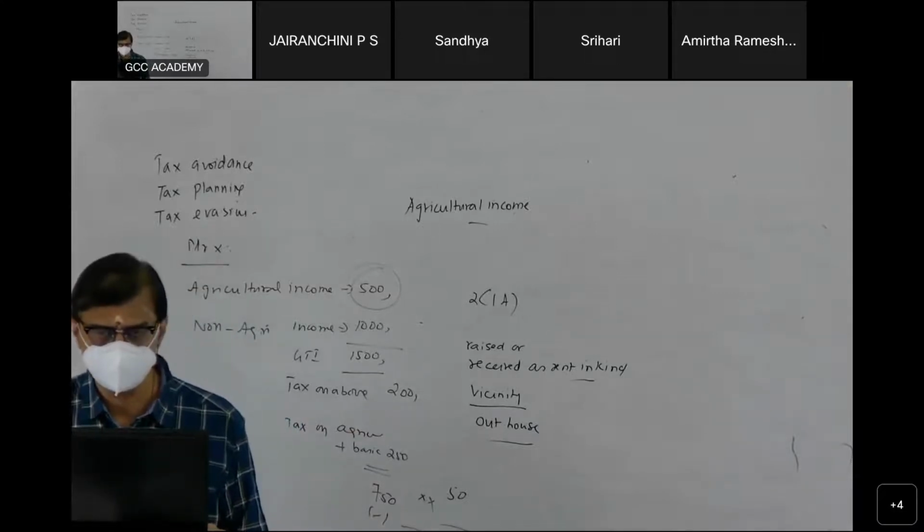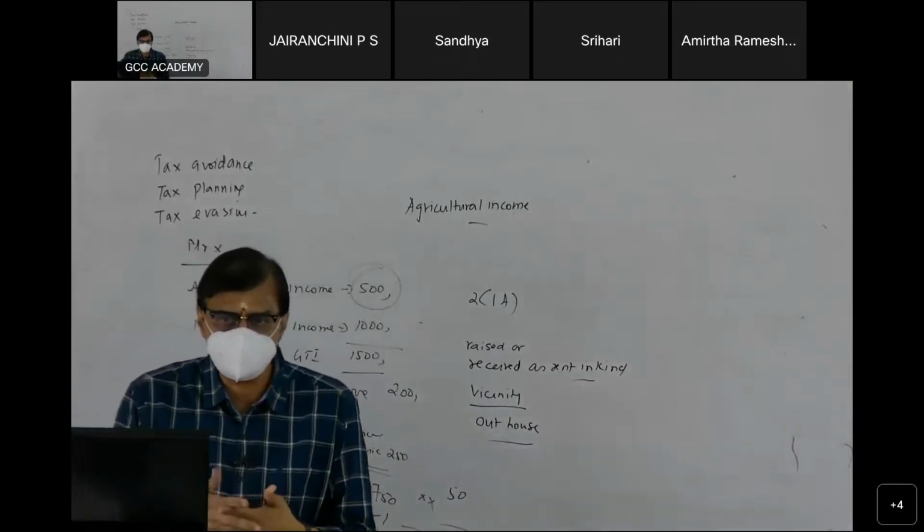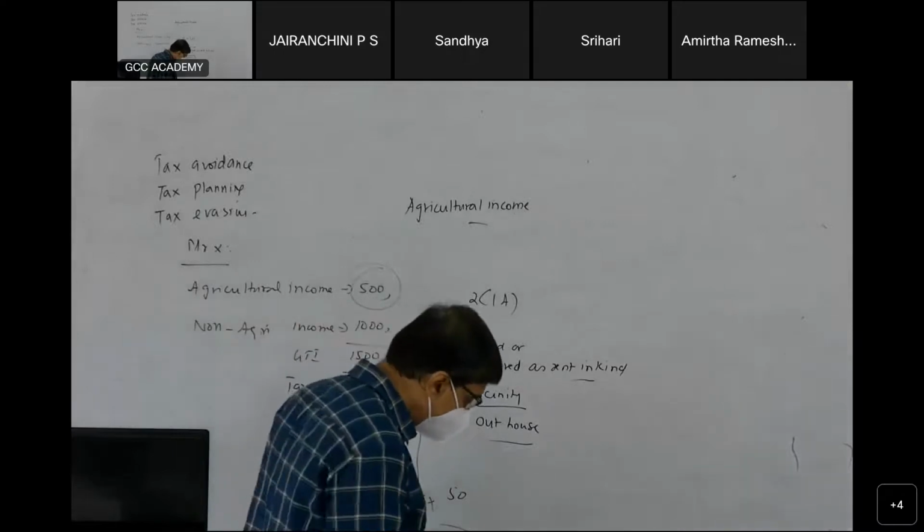Understood? All of you are clear? So this is an example for tax avoidance. If you want to avoid tax, you do certain things. Okay. So agricultural activity comes under that.